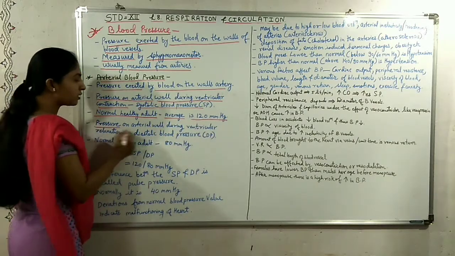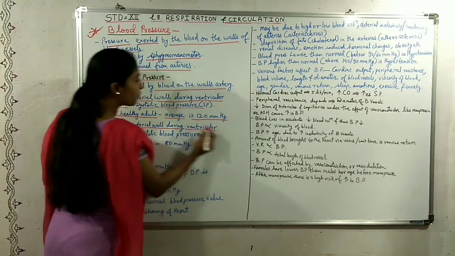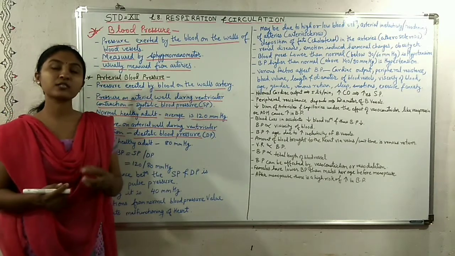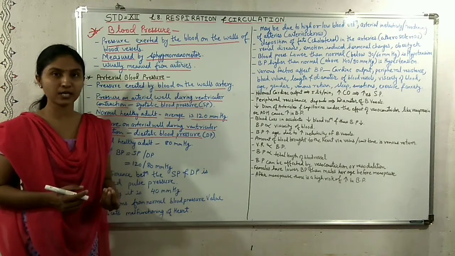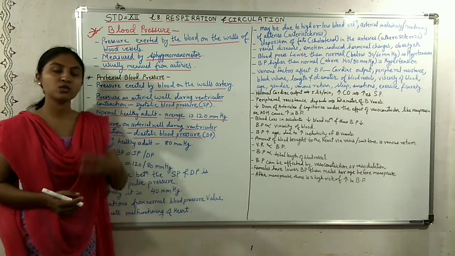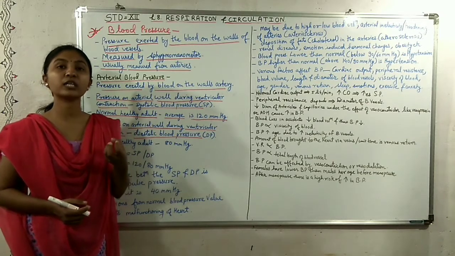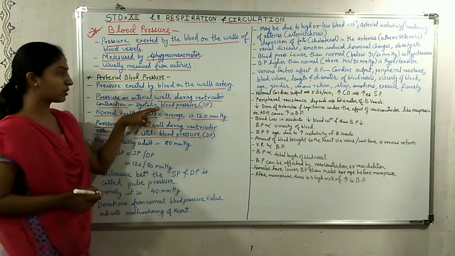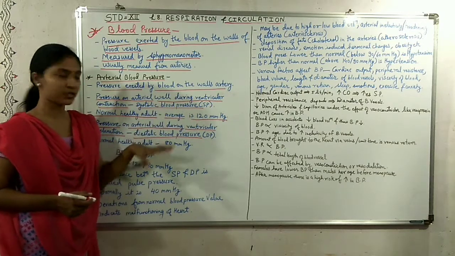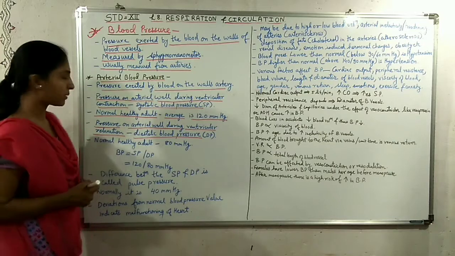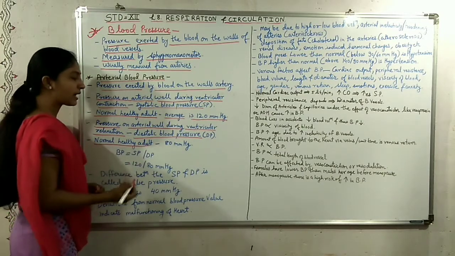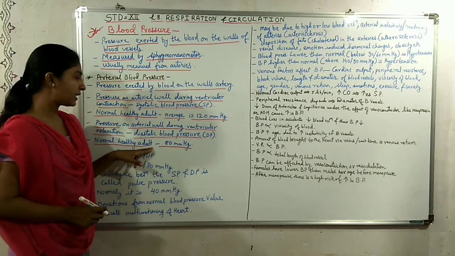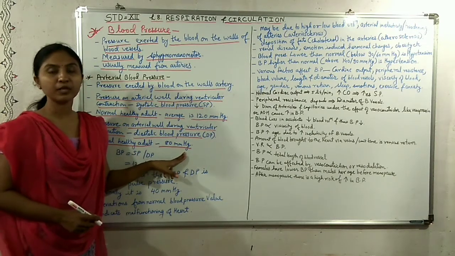The pressure on the arterial wall during the ventricular relaxation is called diastolic blood pressure. The pressure which is exerted by the blood when the ventricles relax is called diastolic blood pressure. When the contraction is there, it is called systolic blood pressure, and during the relaxation it is called diastolic blood pressure. A normal healthy adult has a diastolic blood pressure of about 80 millimeters of mercury.